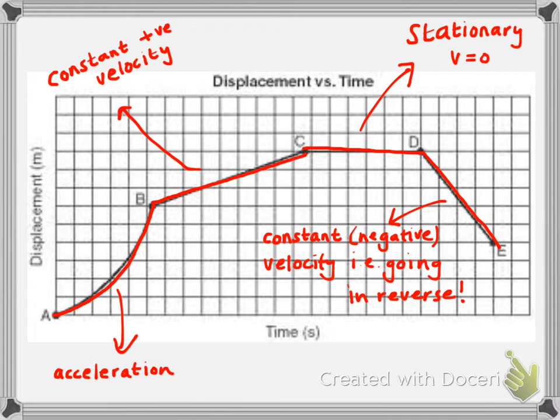So those are our displacement time graphs. Key thing to remember there is that the gradient shows you velocity, and we can have a curved graph which will indicate acceleration, a straight line which indicates constant velocity, and a horizontal line which indicates 0 velocity.